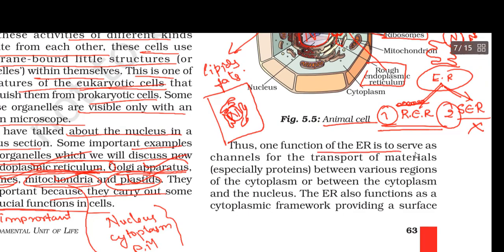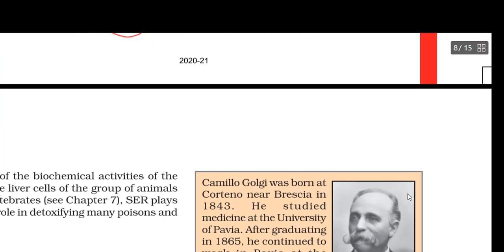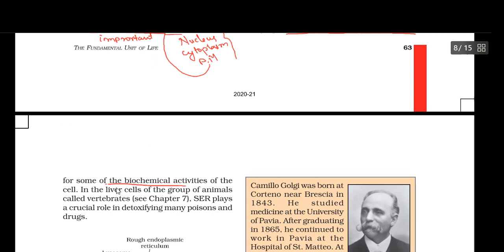Thus, one function of the endoplasmic reticulum is to serve as channels for the transport of materials between various regions of the cytoplasm, or between the cytoplasm and the nucleus. The endoplasmic reticulum also functions as the cytoplasmic framework, providing the surface for some of the biochemical activities of the cell. In the liver cells of the group of animals called vertebrates, smooth endoplasmic reticulum plays a crucial role in detoxifying many poisonous drugs.